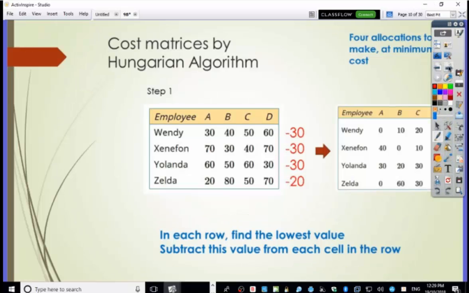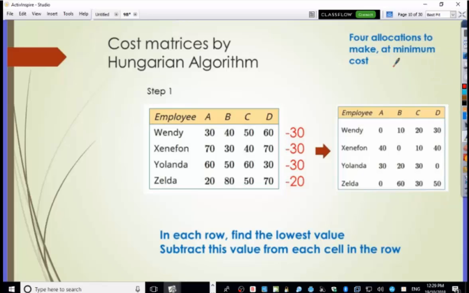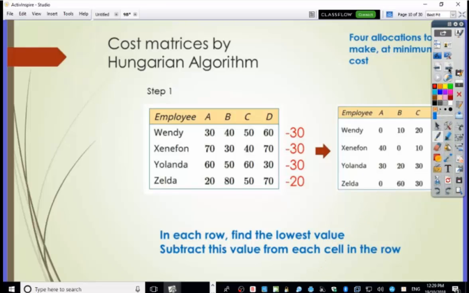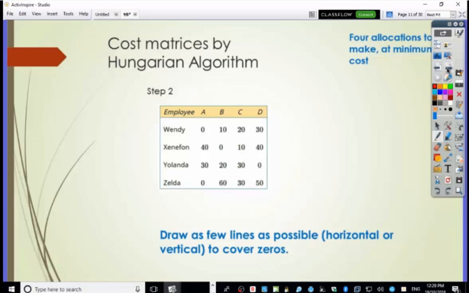And because I've done all this, that's what you just read out to me, or I just read out, we read out together. Okay, so that's the first step. In each row, find the lowest value, and that's what we've just done. Now, here comes the second step. We've got to get rid of more zeros than that.